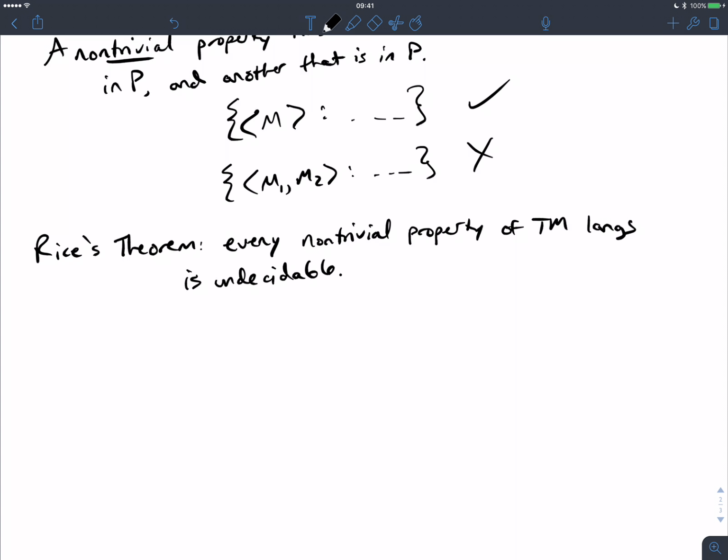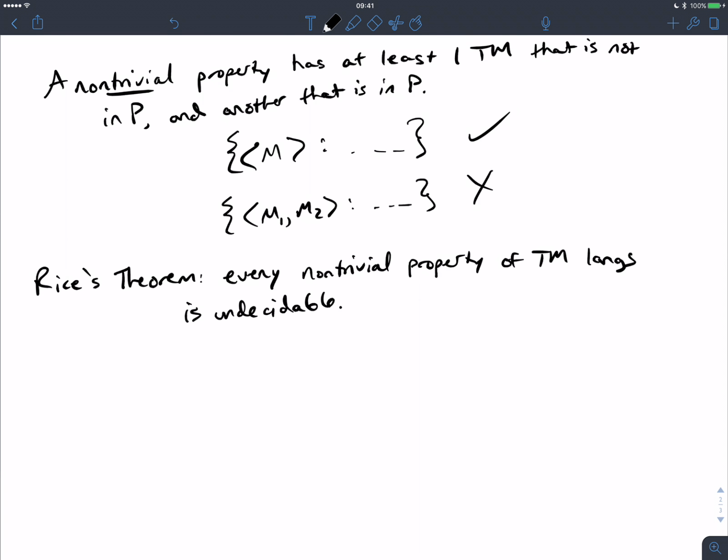Every one is undecidable. So if you want to ask, does this Turing machine accept at least 100 strings? Undecidable. Does it have an infinite language? Undecidable. Does it have in fact a regular language or a context-free language? Undecidable. Every single one is undecidable. That's non-trivial.